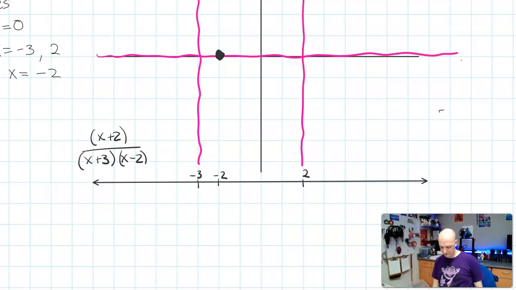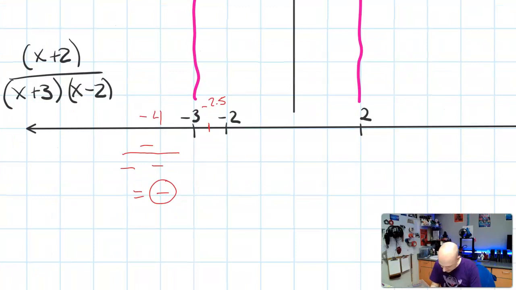So I have 3 values on my sign diagram, so I have to test 4 different regions. We'll test maybe negative 4. So that would be a negative factor on top over a negative factor times a negative factor, so the net sign, 3 negatives, is negative. Now, testing maybe negative 2.5, we can be a little more careful here. Negative 2.5 plus 2 is still negative, but plus 3 flips to positive. Minus 2 is still negative. I have a positive and 2 negatives. That's a net positive.